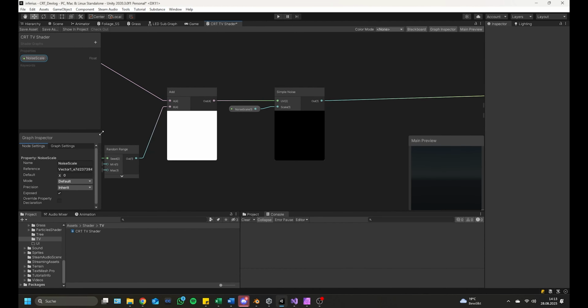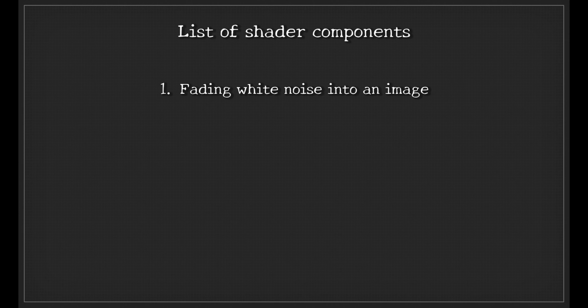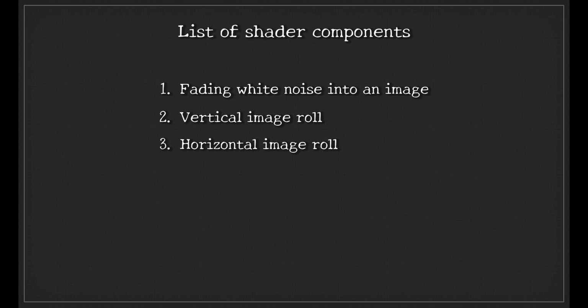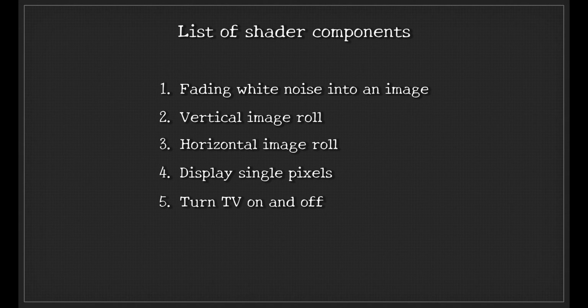to make the CRT effect feel authentic. I came up with these: fading from white noise into an image, letting the picture roll vertically, letting it roll horizontally, visualize the picture being made up of single pixels, animating the TV turning on and off, and finally adding small details like distortion, scan lines, and a fisheye effect.